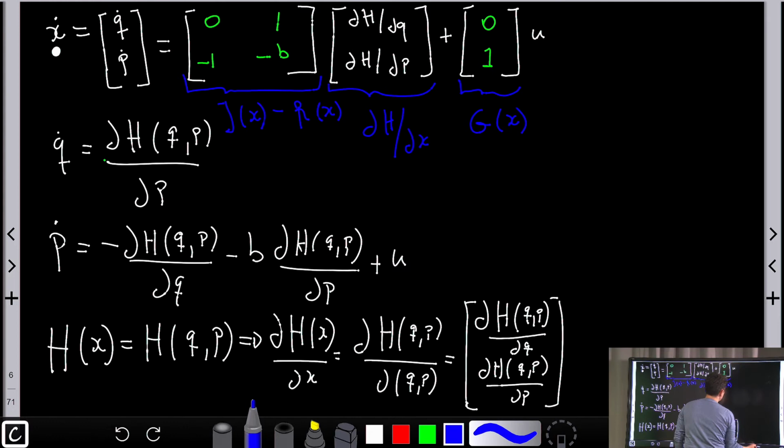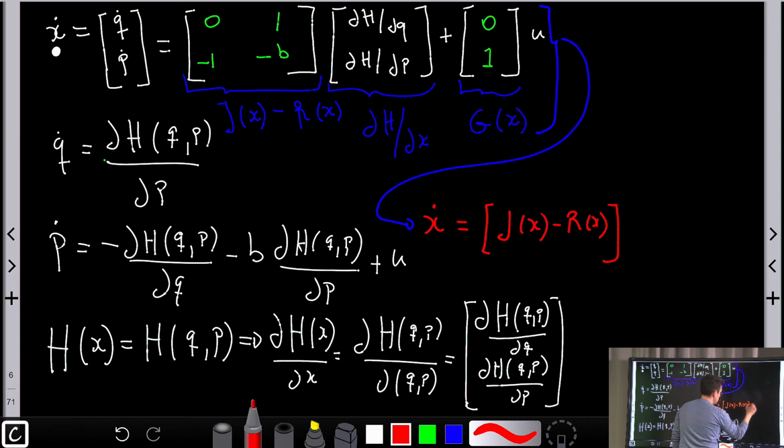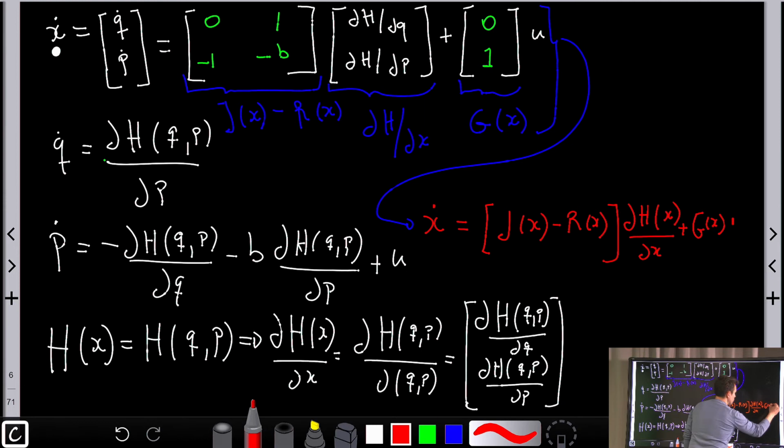We can always rewrite the system as x dot, the dynamics of this physical system, equal to a matrix J(x) minus R(x) that multiplies the partial derivative of H with respect to x, plus a matrix G(x) that multiplies our input u. This is the first form of the port-Hamiltonian system. This is the dynamical representation.